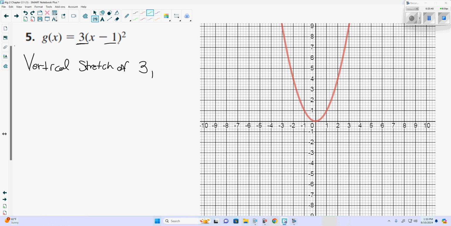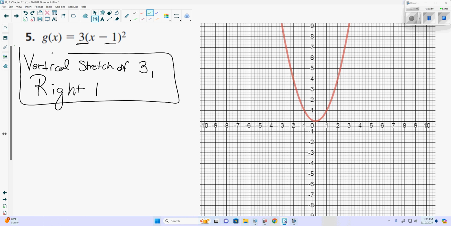Now we just need to deal with the minus 1 inside the parentheses, which would be right 1. As that x minus 1 is moving it left or right, opposite of what we think, so it would indeed be right 1. Questions on this here?